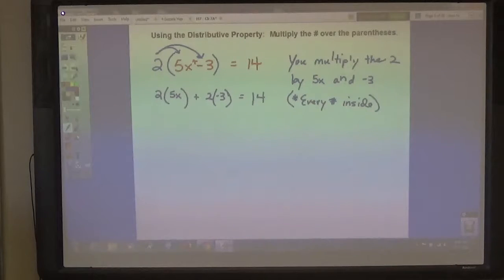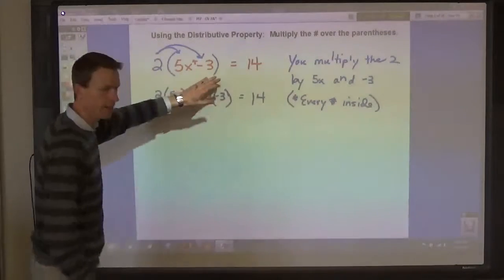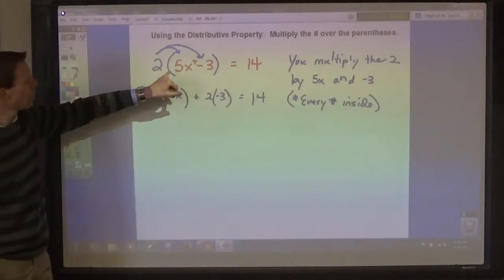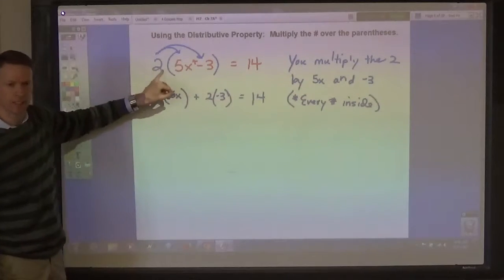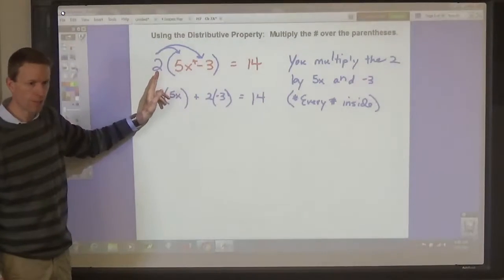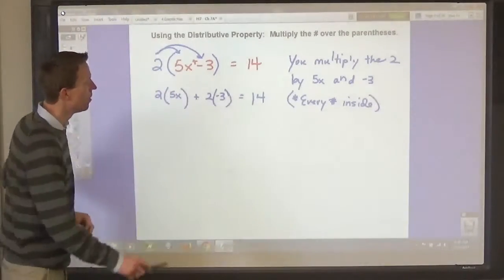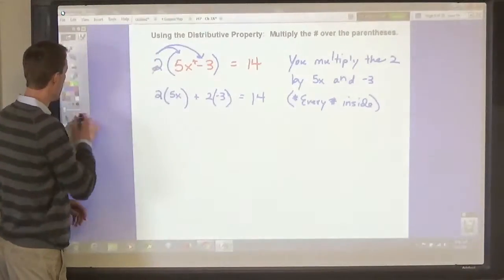We're going to simplify these using the distributive property, okay? If you're given an equation like this, which has parentheses and a number right outside of the parentheses, here's what you need to do. You need to multiply the number.